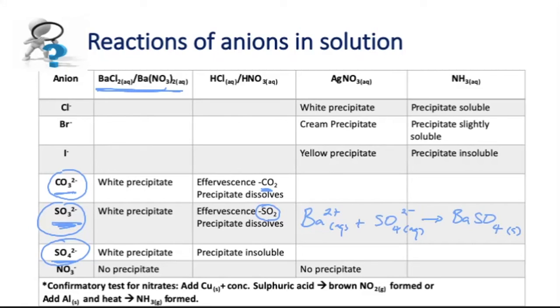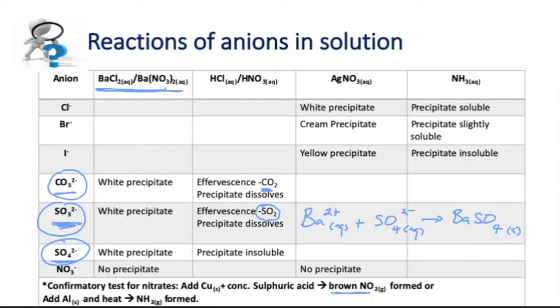To test for nitrate, we would have to add copper followed by concentrated sulfuric acid, and this would give us what we call a brown ring, which is telling us that NO2, nitrogen dioxide, is present. We could also add aluminum powder and heat the mixture, and we would get ammonia being given off. But of course, the way to identify ammonia would be to use moist red litmus. If ammonia is present, it would turn it blue because ammonia is the only alkaline gas.